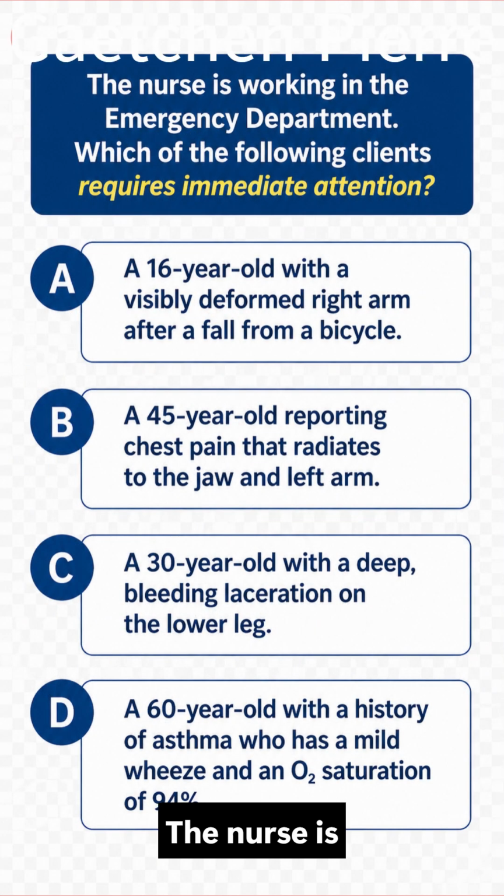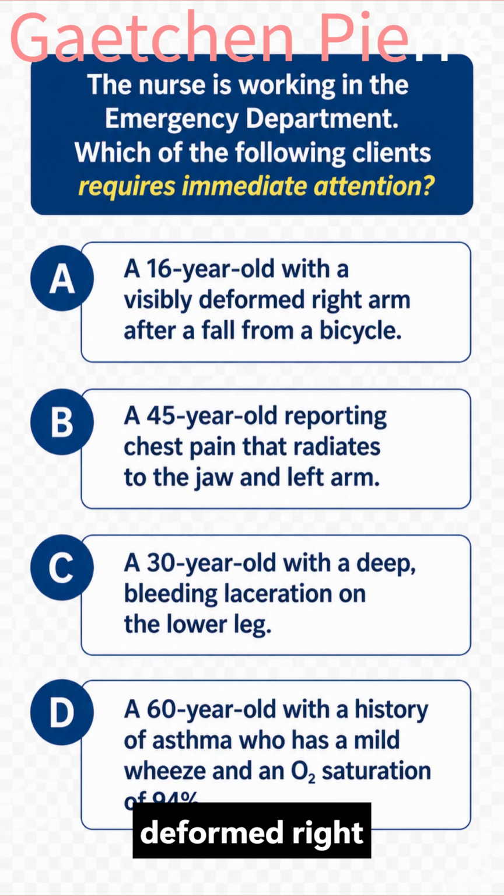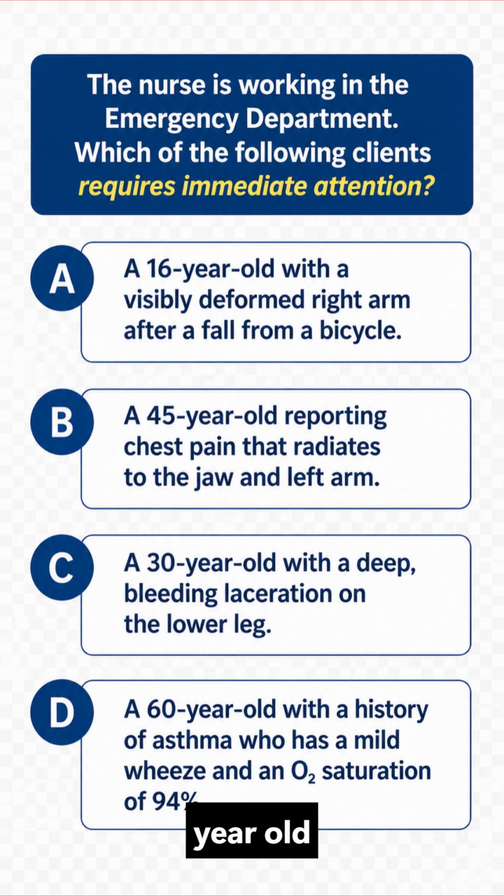Question 4. The nurse is working in the emergency department. Which of the following clients requires immediate attention? A. A 16-year-old with a visibly deformed right arm after a fall from a bicycle. B. A 45-year-old reporting chest pain that radiates to the jaw and left arm. C. A 30-year-old with a deep bleeding laceration on the lower leg. D. A 60-year-old with a history of asthma who has a mild wheeze and an O2 saturation of 94%.